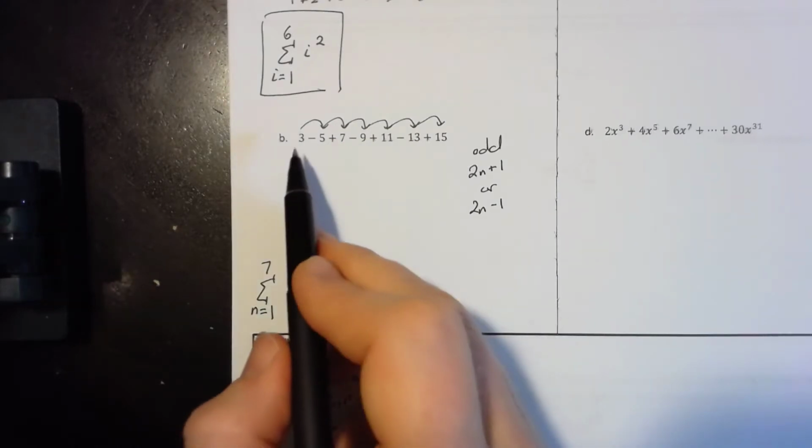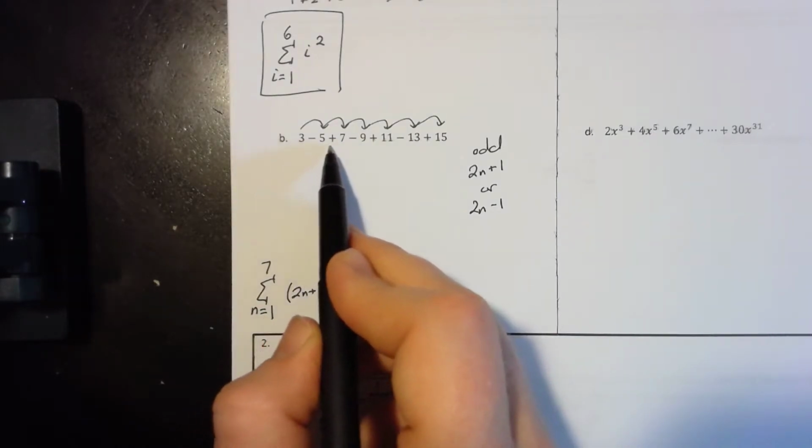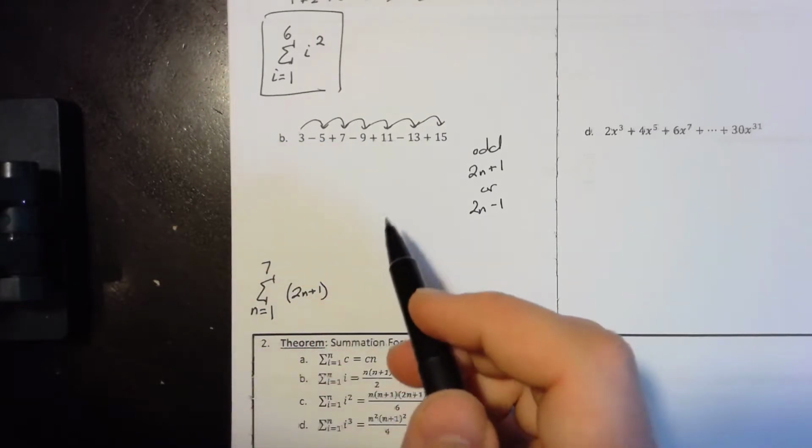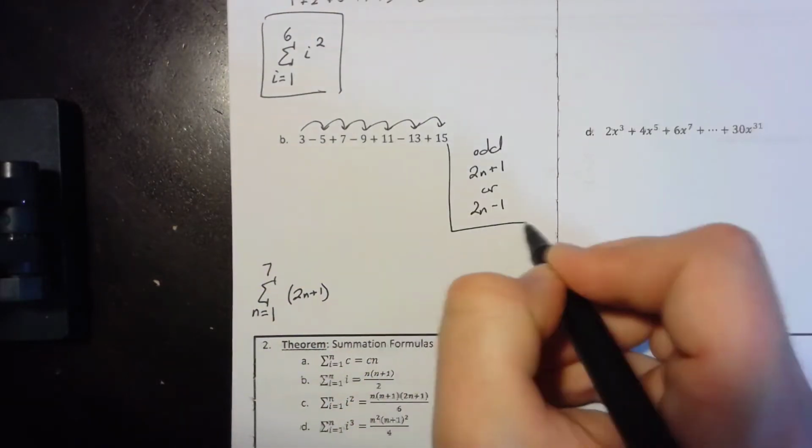The problem, however, is the fact that it cycles from positive to negative, from positive to negative. Now, that's actually very simple for us to fix.